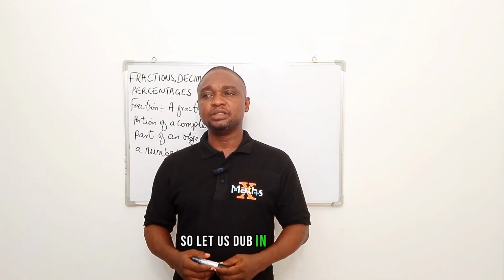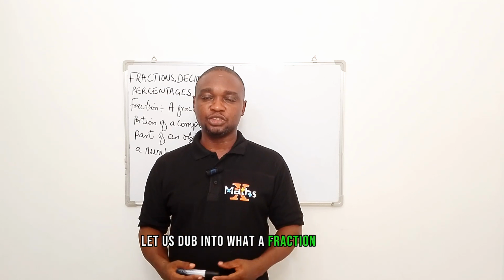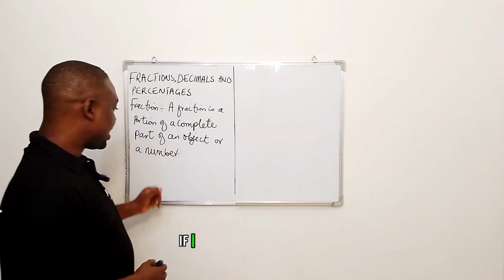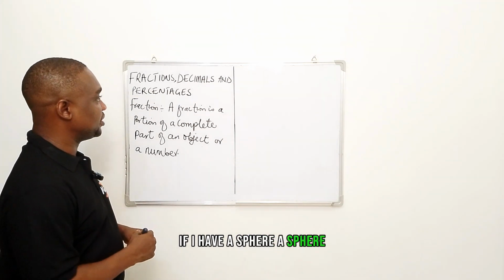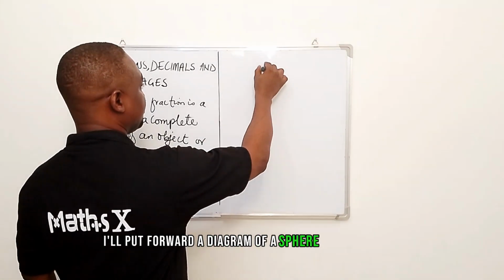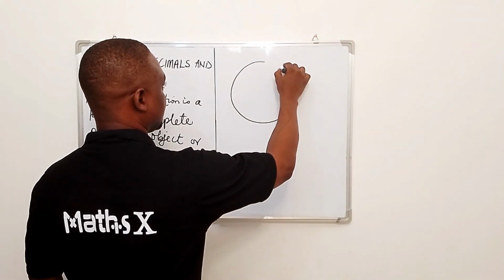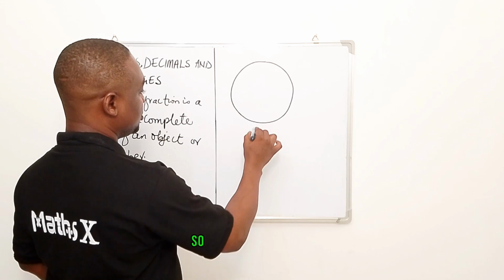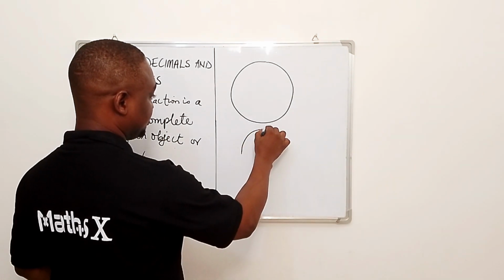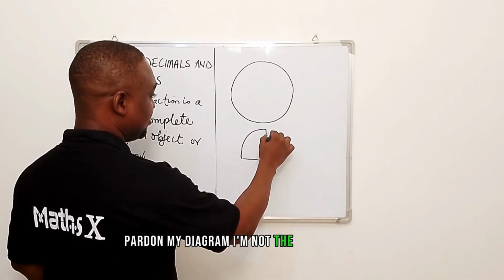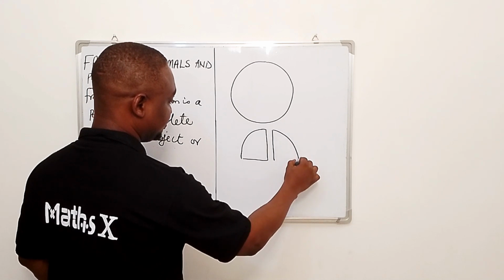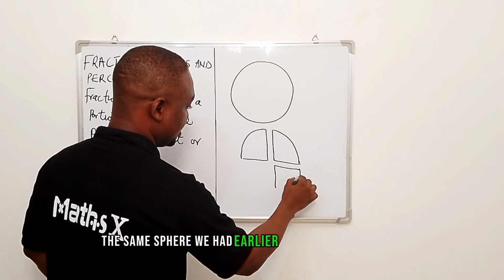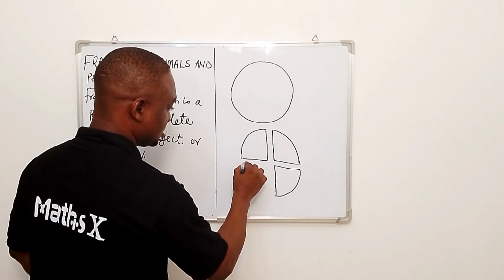So let us delve into what a fraction truly is. Let me start with a simple diagram. If I have a sphere, I'll put forward a diagram of a sphere being this way, and I choose to divide this sphere into 4 parts. So this is your sphere. Pardon my diagram, I'm not the best of artists. The same sphere we had earlier, I've divided into parts.